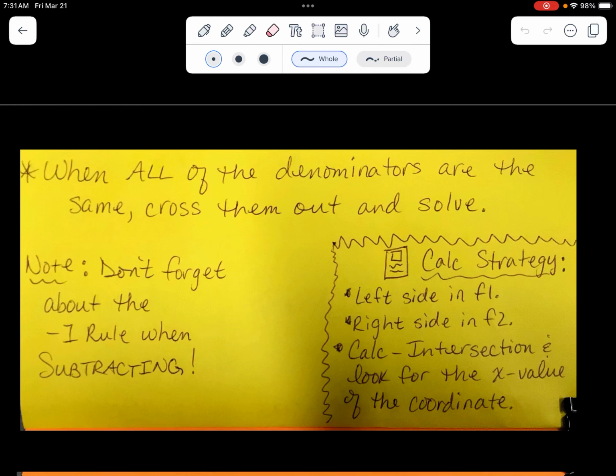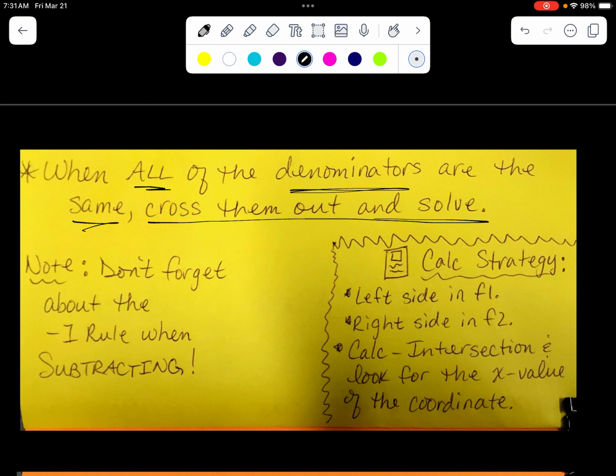In this video, I'm going to show you guys how to solve rational equations when all of the denominators in the problem are the same. And the rule is simple. If the denominators are the same in the problem, we are simply going to cross out the bottom part of the fractions and just simply solve.